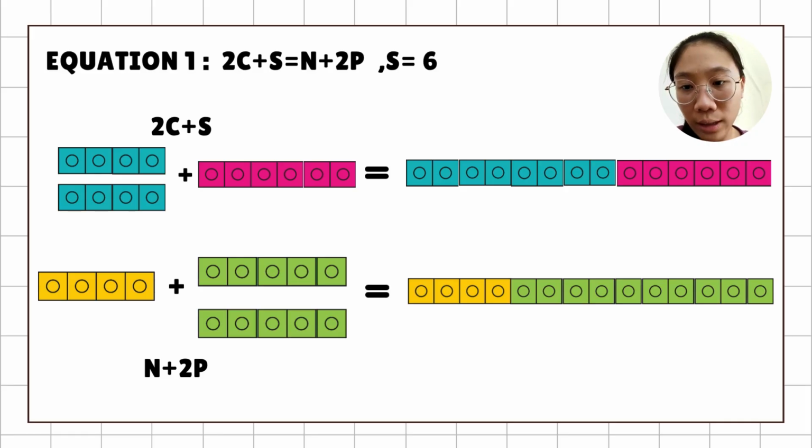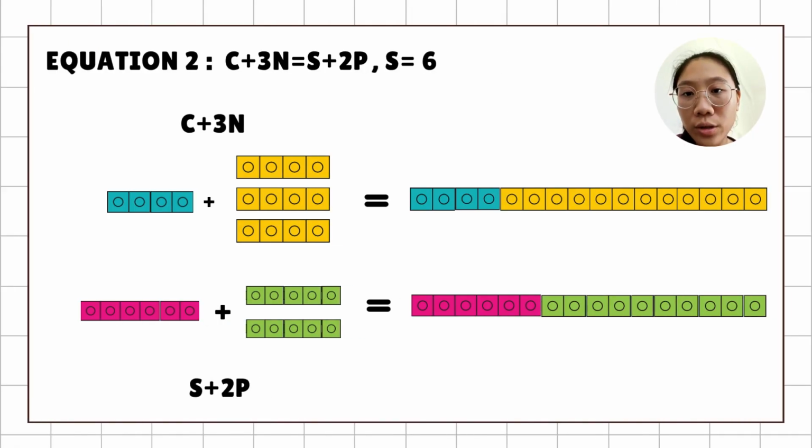And for the second one, N + 2P, we add 1 bar of N plus 2 bars of P. Since the equation tells us 2C + S is equal to N + 2P, the left-hand side is supposed to equal the right-hand side. So the two total bars being compared are supposed to be the same.